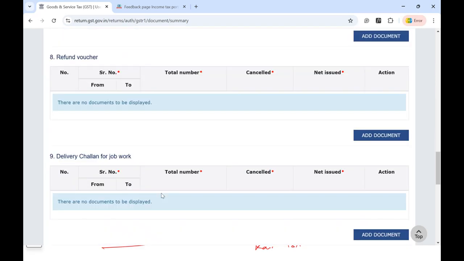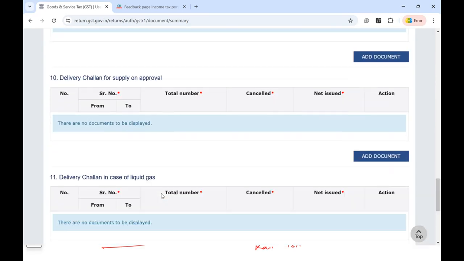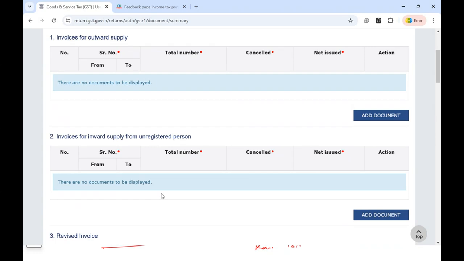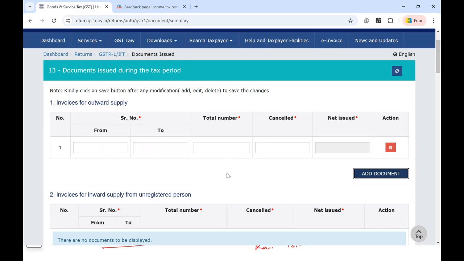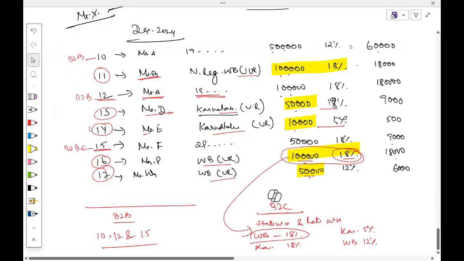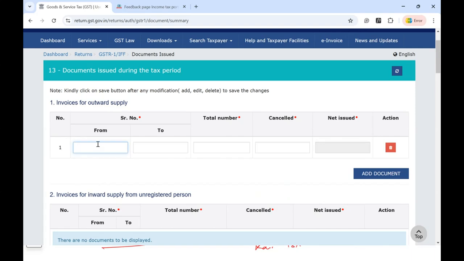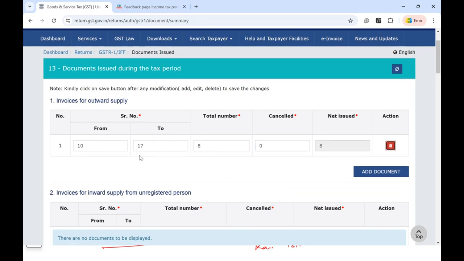Whatever documents we have issued during the period, we are required to report every series of the document. How could I report? Say I have issued invoices. How many invoices have we issued? We have issued 10 to 17, so we are required to provide from 10 to 17. How many invoices are there? There are 8. Was any invoice cancelled? No. Then we need to save this one.